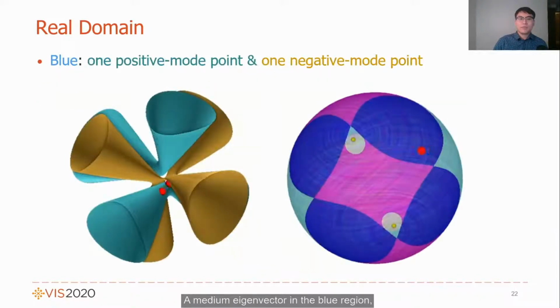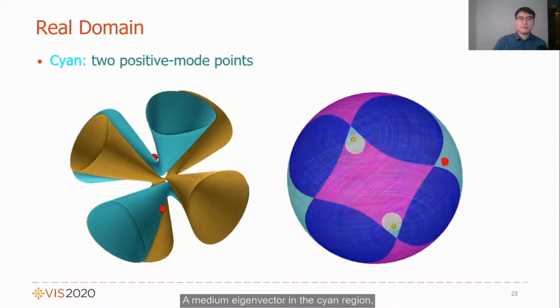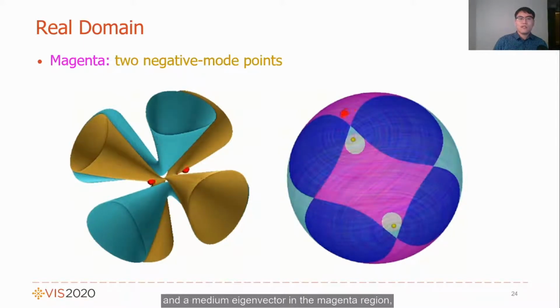A meeting eigenvector in the blue region corresponds to one point on the positive mode surfaces and one point on the negative mode surfaces. A meeting eigenvector in the cyan region corresponds to 2 points on the positive mode surfaces. A meeting eigenvector in the magenta region corresponds to 2 points on the negative mode surfaces.